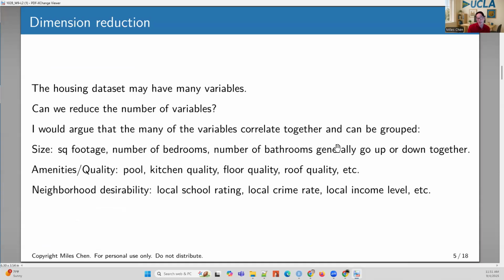One is going to be the size. Basically square footage, number of bedrooms, bathrooms, these all are very highly correlated. They usually go up or down together. It's rare to find a place with a whole bunch of bedrooms and hardly any bathrooms, or vice versa. You're not going to find a place with five bathrooms and one bedroom or something like that. Okay. And so you have that. And then a lot of times the quality of the place goes together.